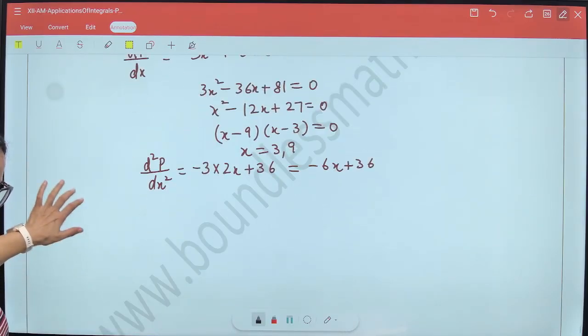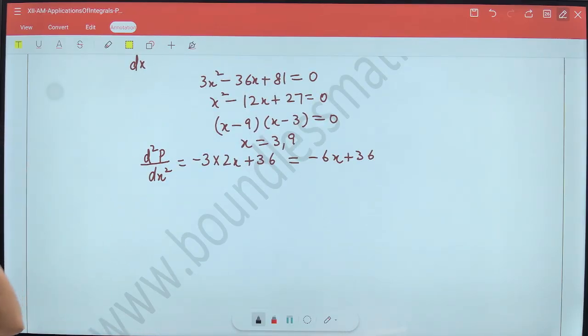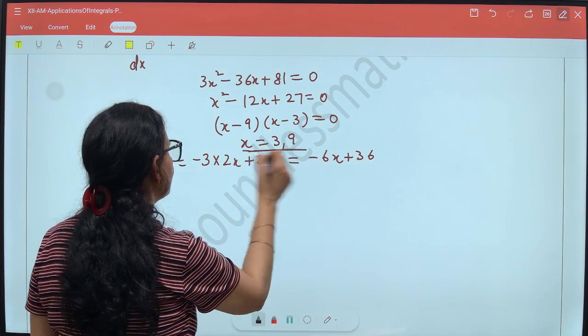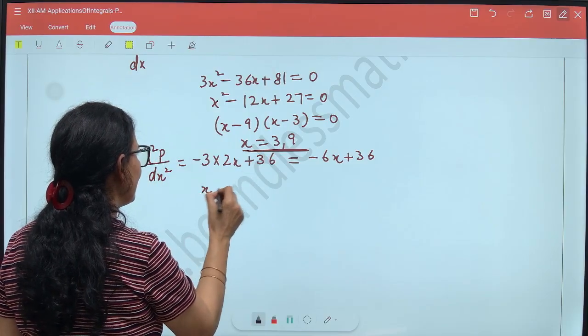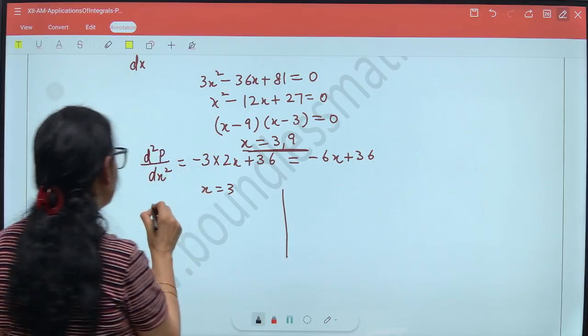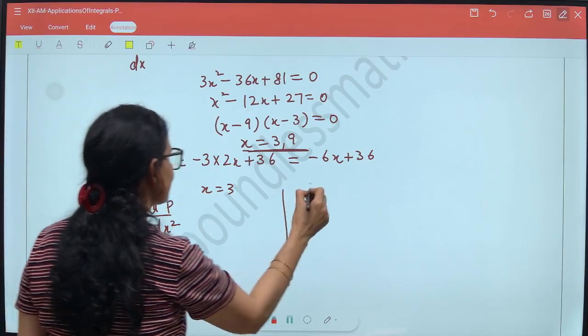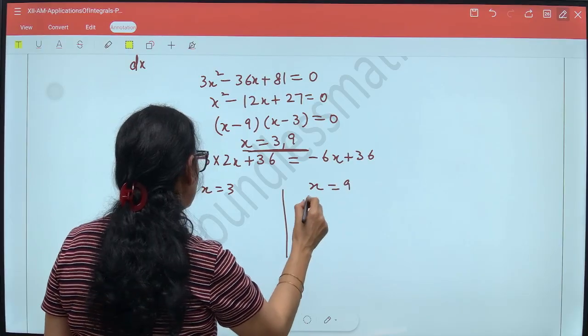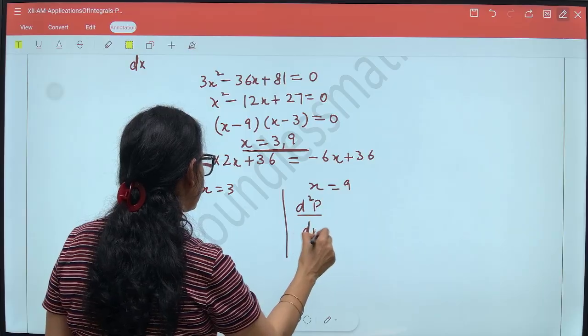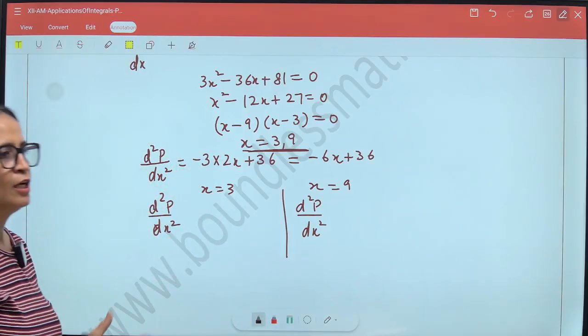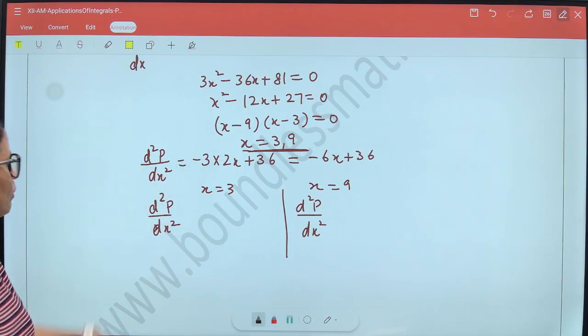So now we get this as the second derivative, d square p by dx square is equal to this. Now let's find this value at both the values, x is equal to 3 and x is equal to 9. When x is 3, what is the value of d square p by dx square? And when x is 9, then what is the value of d square p by dx square? We just need to look at the sign to understand when it is maximum or when it is minimum.